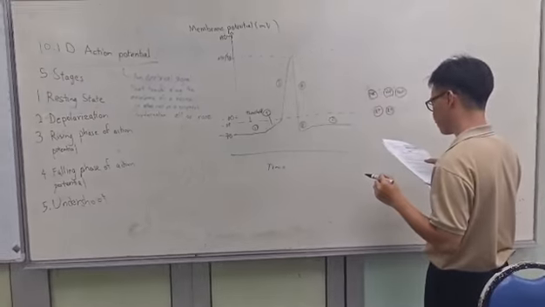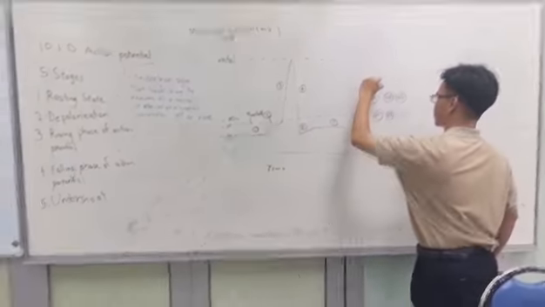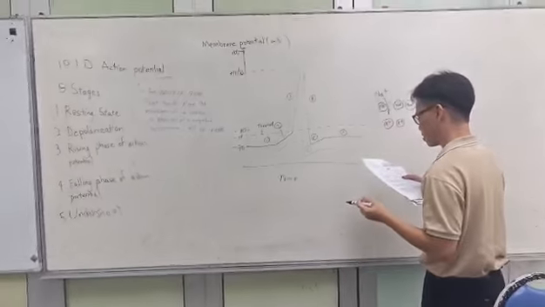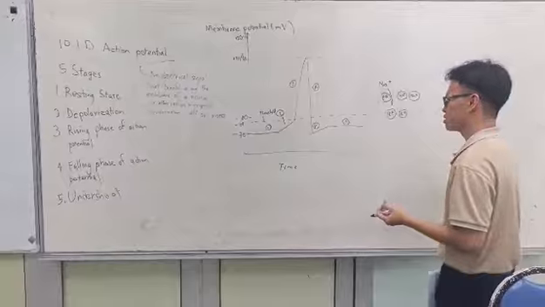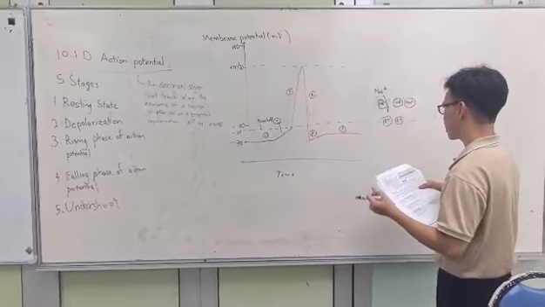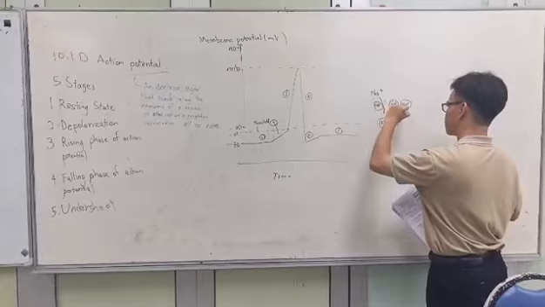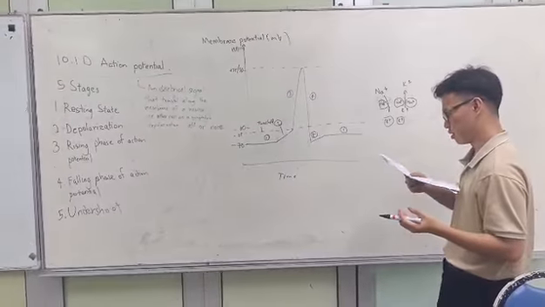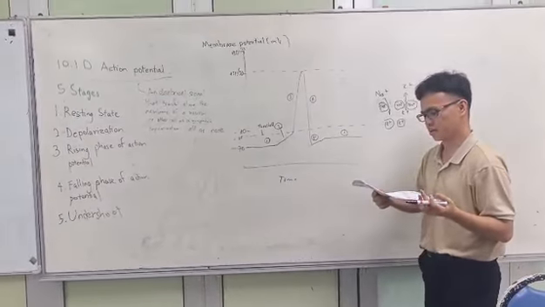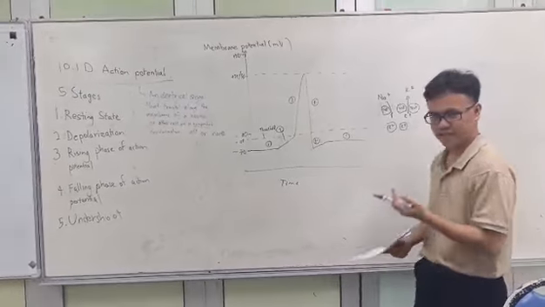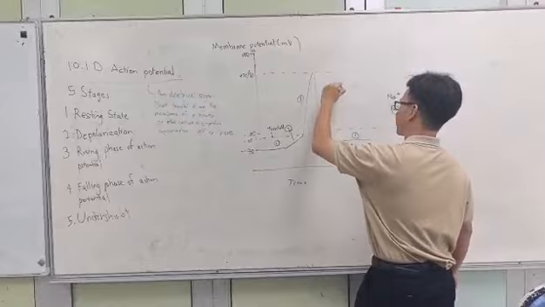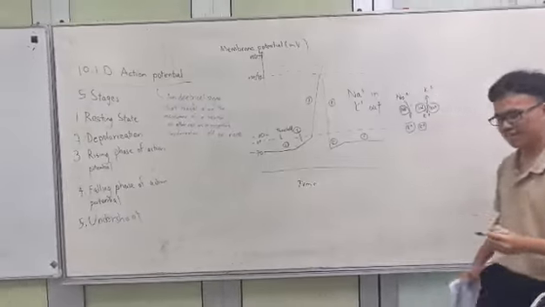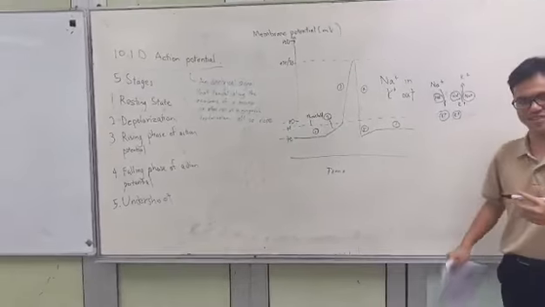So basically, the sodium ions will diffuse into the axon down the concentration gradient, and K+ will diffuse out down the concentration gradient. So you just have to remember this: Na in and K out. So that's basically it for me. Thank you.